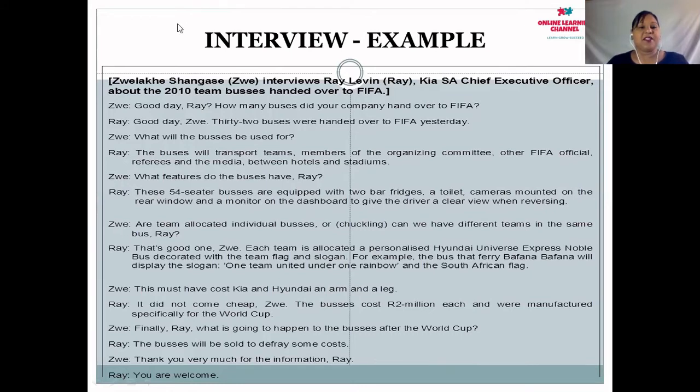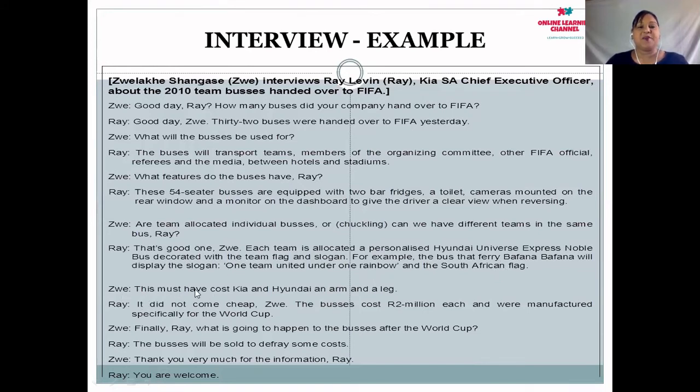Zwe, are teams allocated individual buses, or, and here the interviewer chuckles, or can we have different teams in the same bus, Ray? Ray, that's a good one, Zwe. Each team is allocated a personalized Hyundai Universe Express Noble bus, decorated with the team flag and slogan. For example, the bus that carries Bafana Bafana will display the slogan, "One team united under one rainbow," and the South African flag.